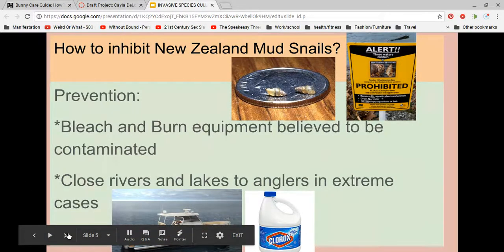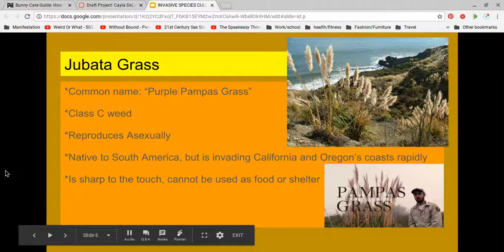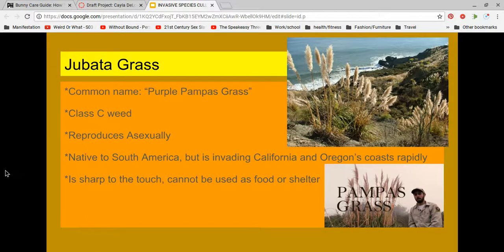So the next invasive species we're going to be talking about today is the jubata grass. It is a weed that is native to Bolivia, Ecuador, Peru, Chile, and Argentina. It's also known as the purple pampas grass, pink pampas grass, and Andean pampas grass. Jubata grass reproduces asexually and is classified as a Class C weed, and what that means is that its growth is county enforced. This plant grows rampantly along California and Oregon's coast and is ornamental in nature.